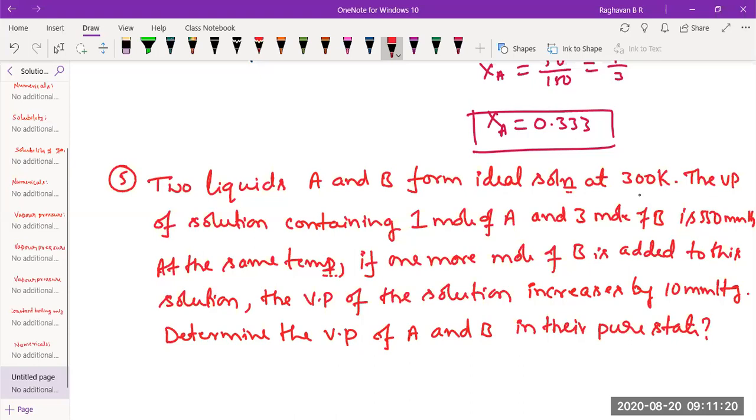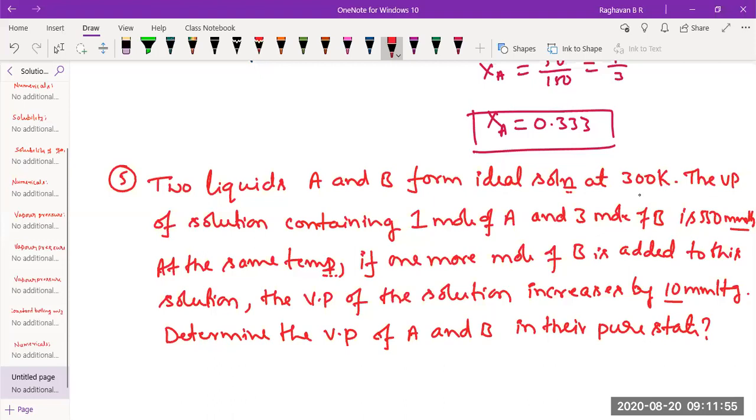I'll just explain this. There are two liquids A and B form ideal solution. It's a mixture of ideal. So the vapor pressure of solution containing, there is two cases here. In case 1, 1 mole of A is mixed with 3 moles of B, where the total pressure is 550 millimeter mercury. Correct? At the same temperature to the mixture, if 1 more mole of B is added, then vapor pressure increases by 10 millimeter, means 550 becomes 560.